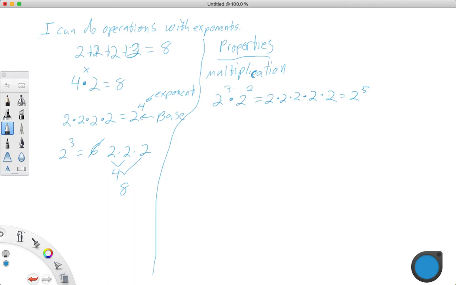We know that if it's 2 to the 3rd, we have 3 2's from that. And if it's 2 to the 2nd power, we have 2 2's from that. So we just have to add our exponents. So this is the same thing as 2 to the 3 plus 2, which is 2 to the 5th. Okay, so when you multiply, you're going to add your exponents.